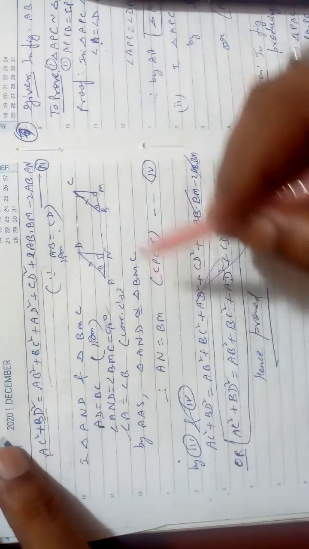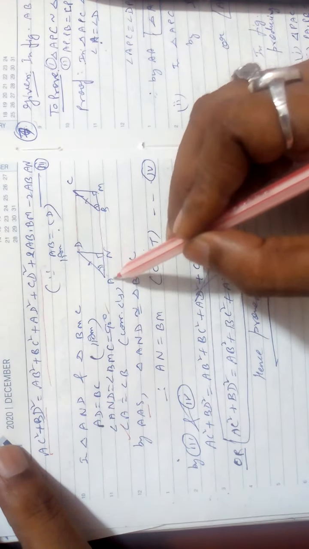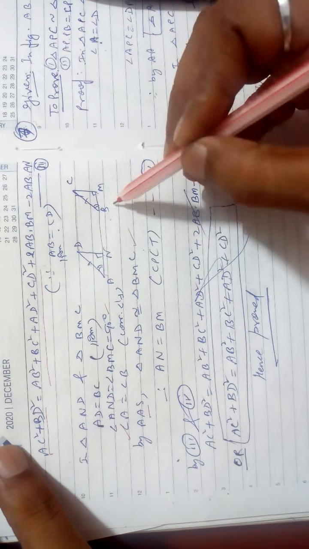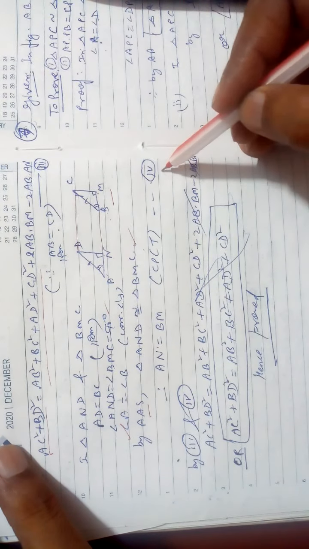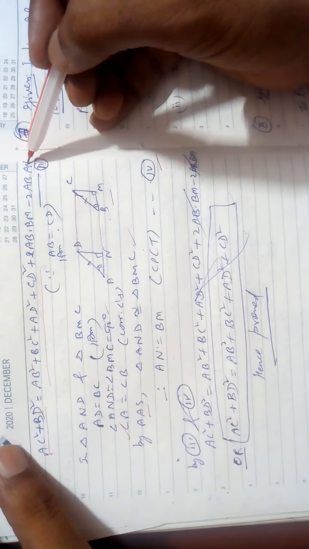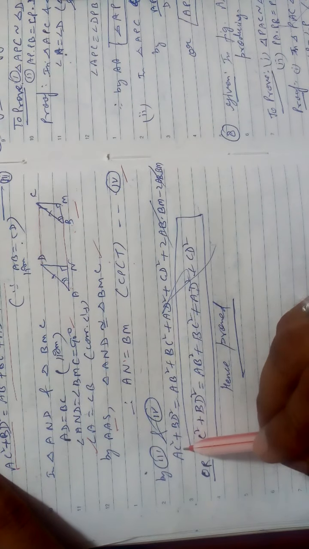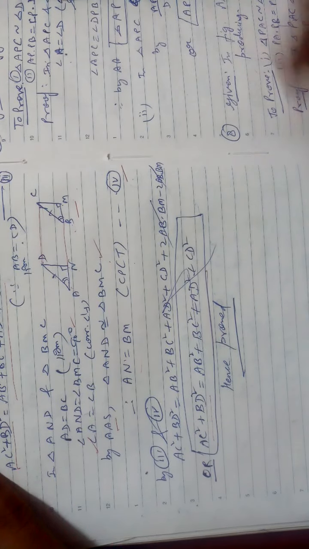So by AAS congruency, triangle AND is congruent to triangle BMC, and then AN is equal to BM by CPCT. This is equation number 4. Third and fourth, you replace AN by BM, then this will be cancelled, and the sum of the squares of the diagonals is equal to the sum of the squares of the sides.